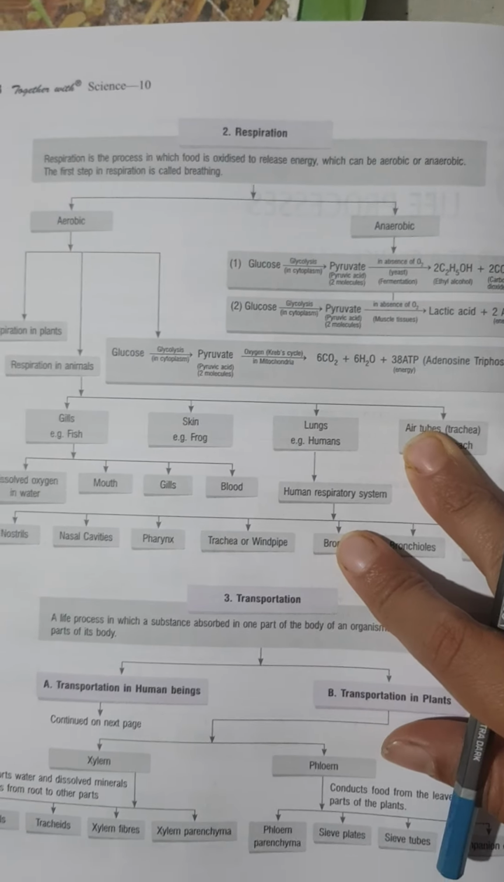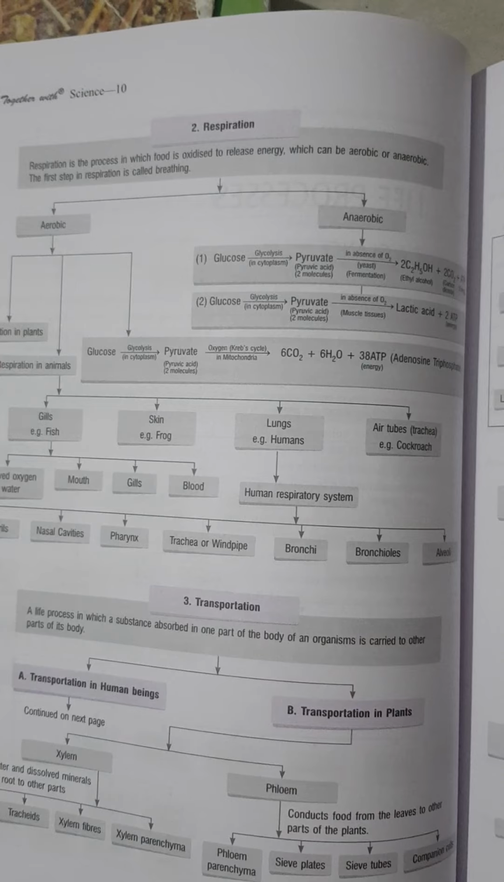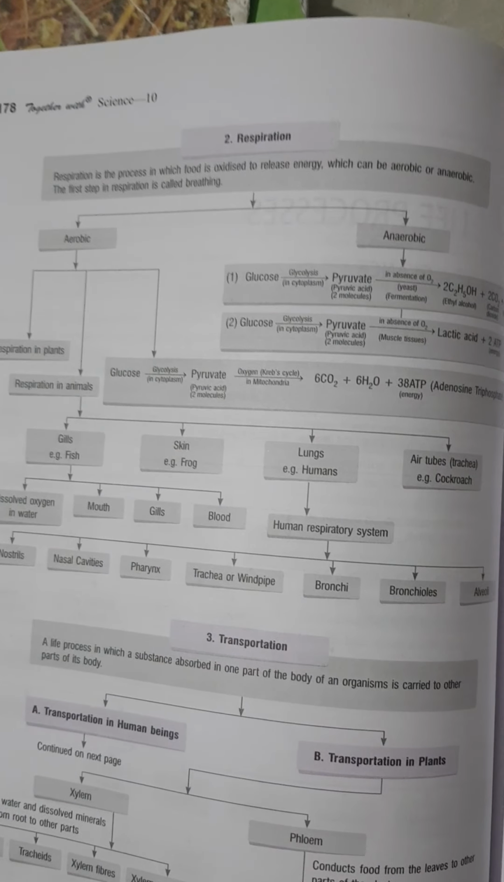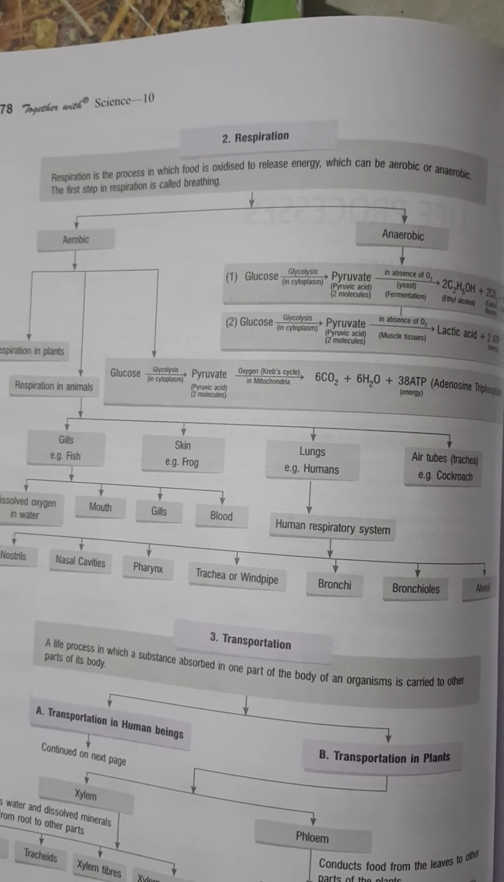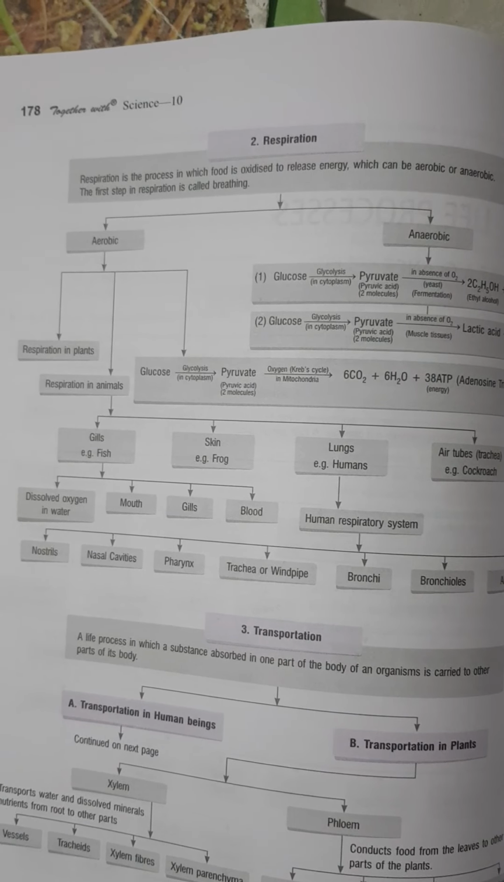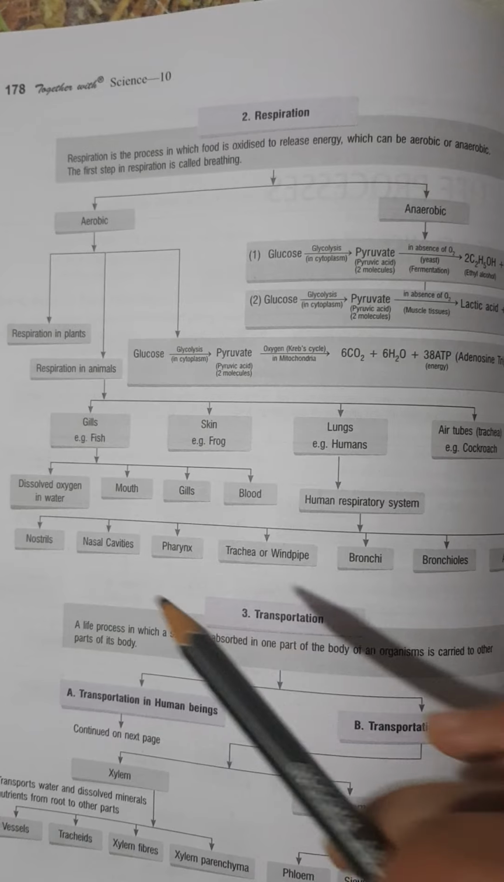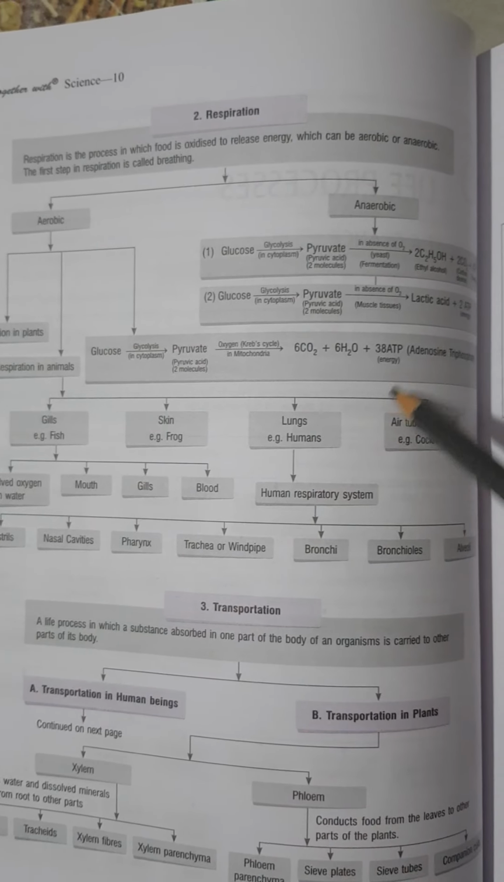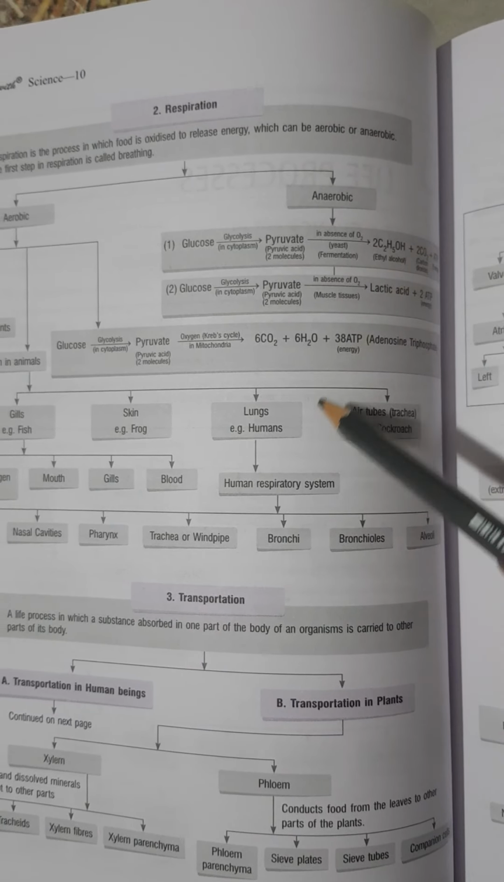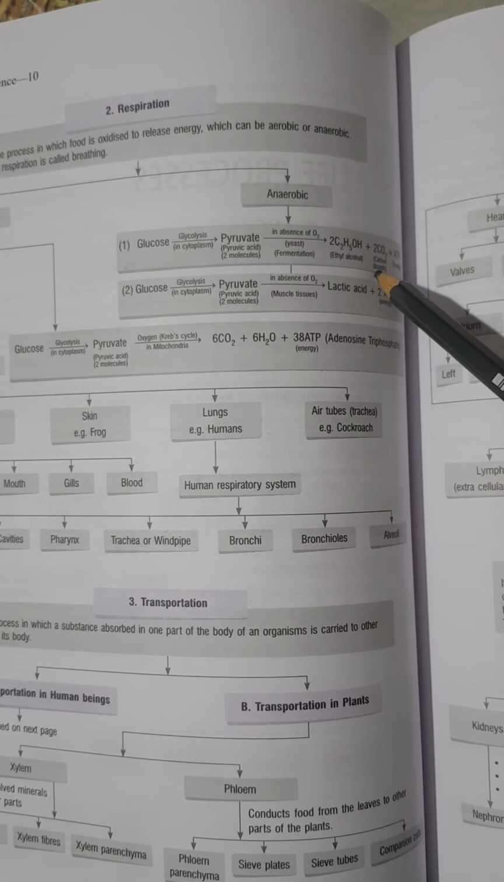Then, to summarize respiration, it is a process which involves the oxidation of food to release energy plus intake of oxygen and releasing carbon dioxide. That can be in the presence or absence of oxygen. If it is in presence, it is aerobic, and if it is in absence, it is anaerobic. So you can see the end products differ.